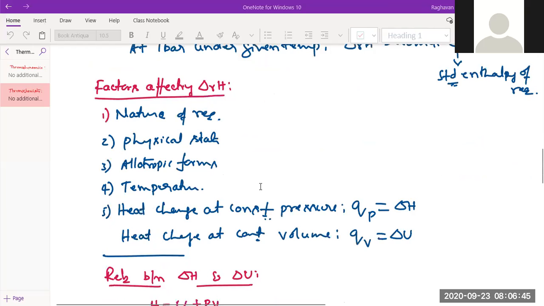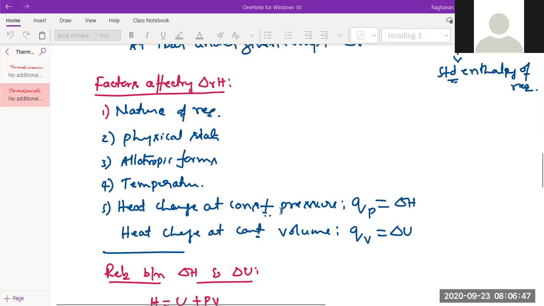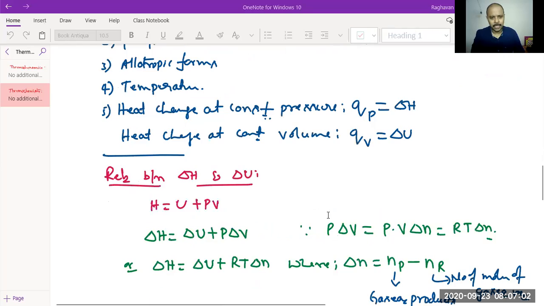So factors influencing enthalpy of reaction are like nature of reactants, physical states of reactants and also products, allotropic forms. Different allotropic forms will have different enthalpy change. Temperature of the reaction. Then you should know heat change at constant volume and constant pressure are considered: at constant volume it is delta U, heat change at constant pressure is delta H.